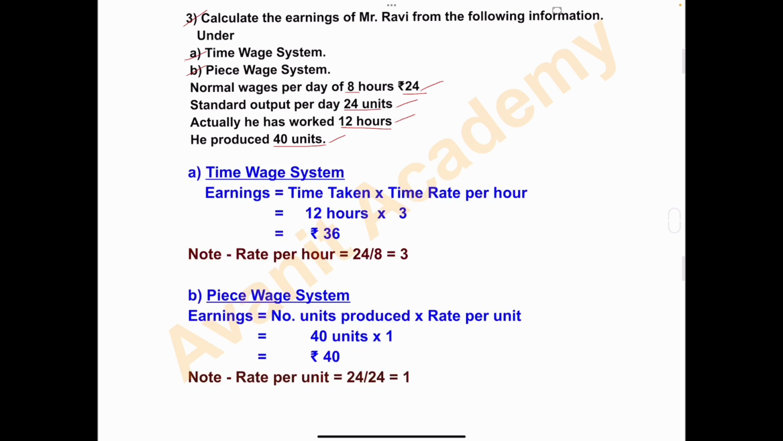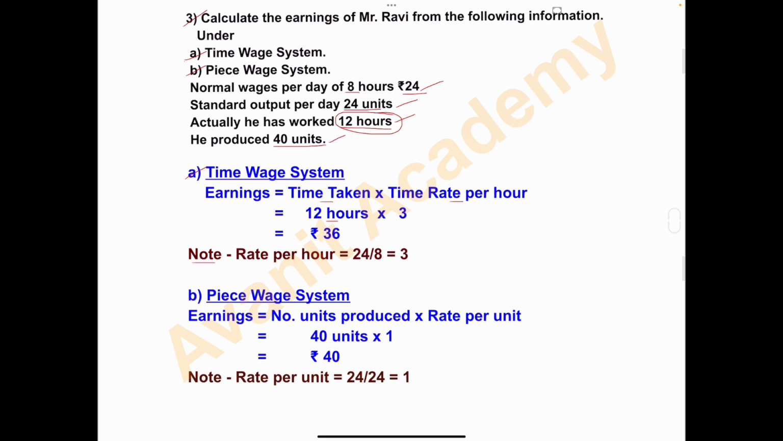Solution. Point A. Time wage system. Formula is earnings is equal to time taken into time rate per hour. Time taken. So this person has worked for how many hours? 12 hours. Okay. So right here 12 hours into time rate per hour. Time rate per hour we have to calculate. See the note. Time rate per hour, how will you calculate?